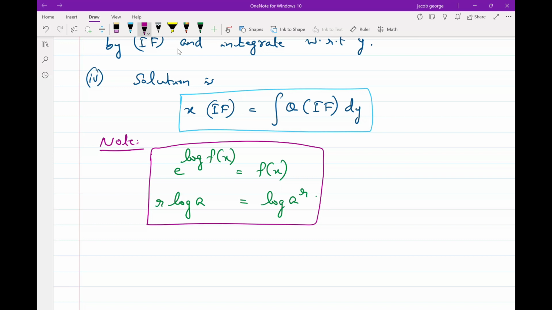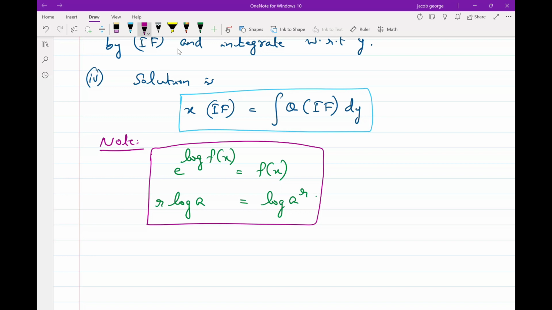So here also, by the nature of the question, you will identify the type of linear differential equation. Once again, the first type is dy by dx plus py is equal to q. The second type is dx by dy plus px equal to q, where the coefficient of x is p.